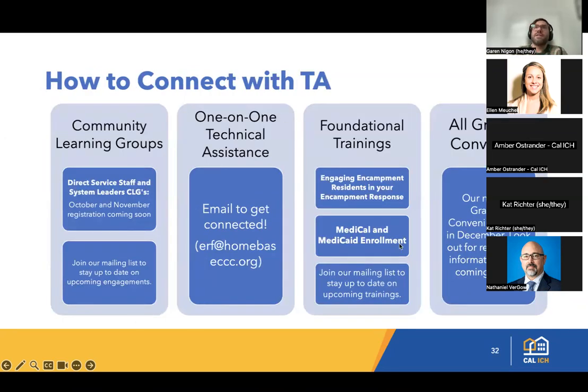This is just a summary. A lot of our opportunities coming up for the fall aren't 100% solidified yet, so we don't have registration links just yet. But we will send out a link to join our mailing list. And you can also email us anytime at erf@homebaseCCC.org, either to get connected to one-on-one technical assistance, or if you have questions about anything that you see on the screen here.